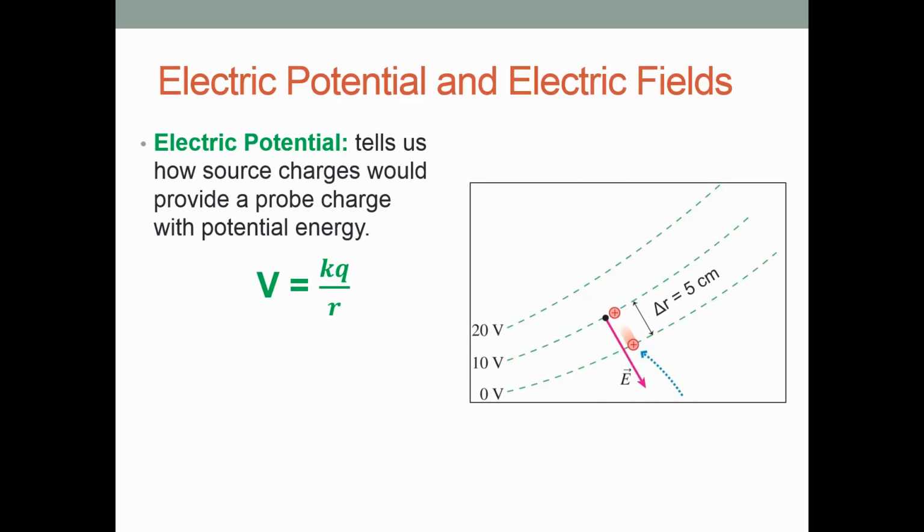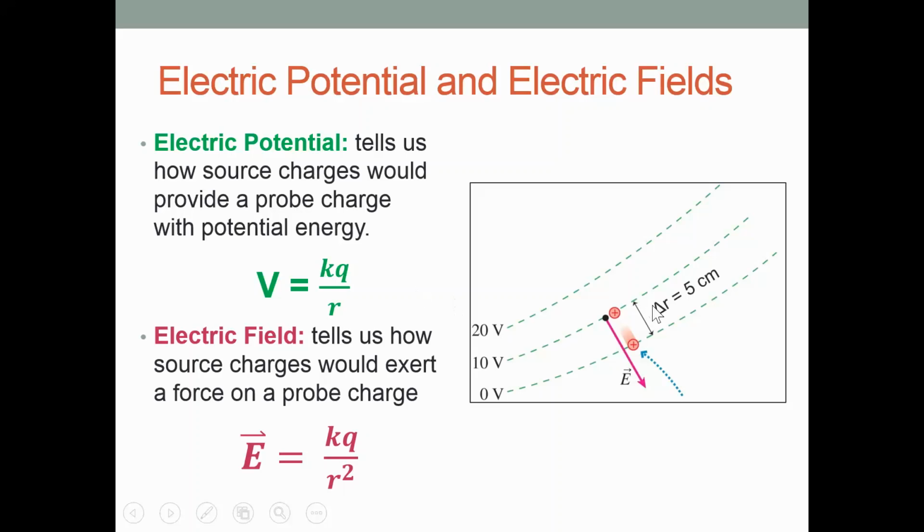So just to do a comparison of electric potential and electric fields in a little more detail, electric potential tells us how source charges would provide a probe charge with potential energy. So the potential here is 10 volts, and that would tell us how much potential energy we could have at that point from a source charge, and this is the equation for it. We also have electric fields at that point, and that electric field will tell us how source charges would exert a force on a probe charge.